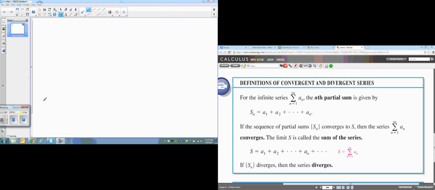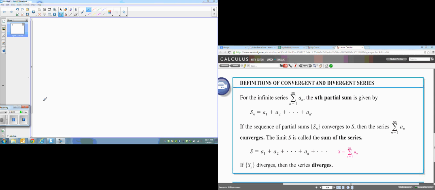Okay, so in the Larson and Edwards ninth edition calculus, this is the definition that they have for convergent or divergent series. For an infinite series, which is the sum of the terms of a sequence, the nth partial sum is given by Sn, which is just the sum of the individual terms from the sequence.